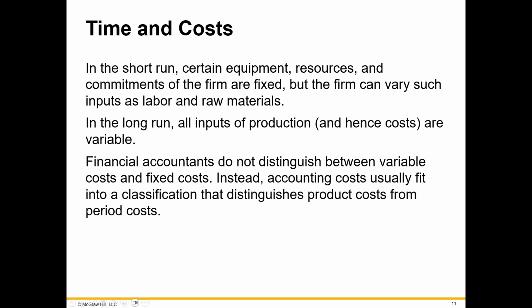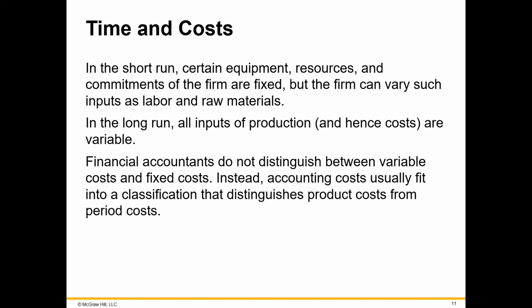Time and cost. In the short run, certain equipment, resources, and commitments of the firm are fixed, but the firm can vary such inputs as labor and raw materials. Let's explain that for a moment before going to the next line. You may recall seeing things or hearing things or working with variable cost and fixed cost that could have been in your economics class and or your accounting class or some other class as well, but typically that's where you see it.